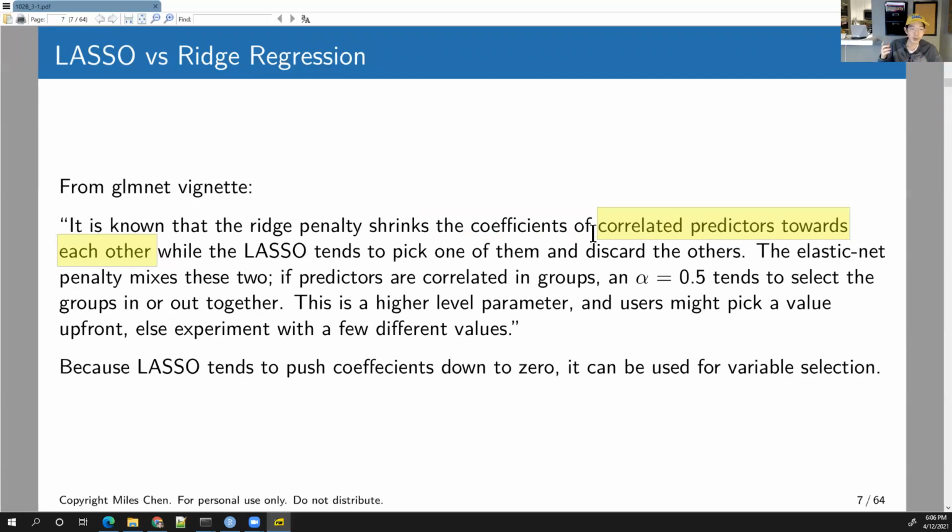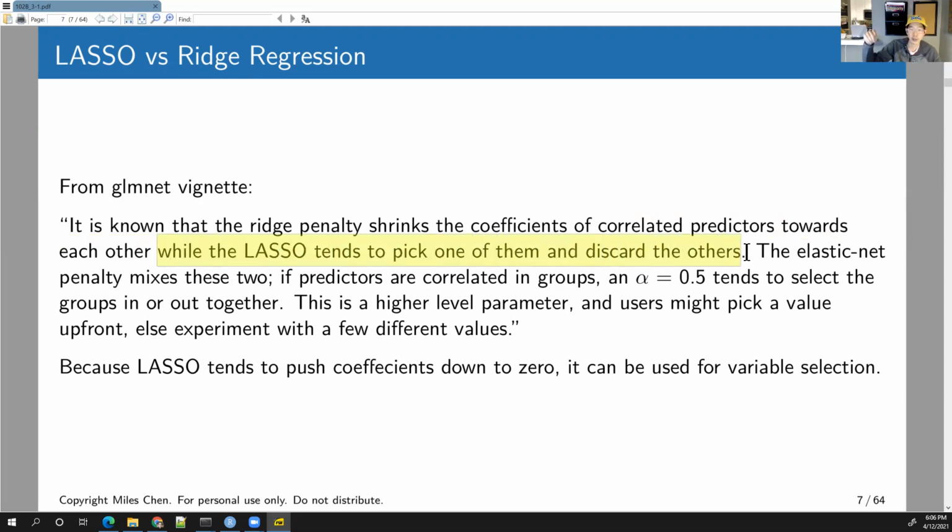And we saw that a little bit on Friday when I had the line at, the coefficient for W1 and W2 was this diagonal line. And we saw the coefficients, that blue dot kind of approach that line where W1 equals W2 before it starts shrinking, okay? So they tend to push the coefficients towards each other, while lasso tends to pick one of them and discard the others.